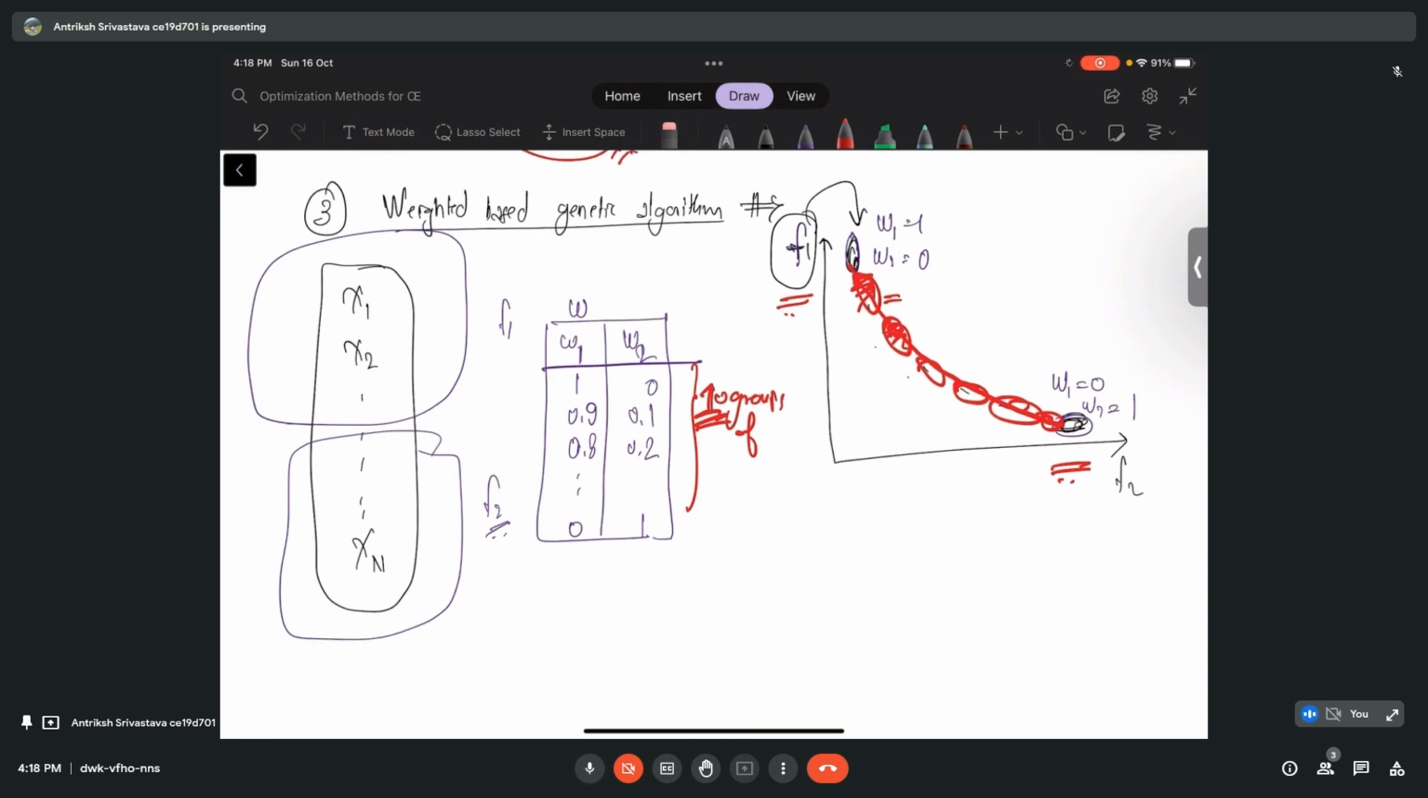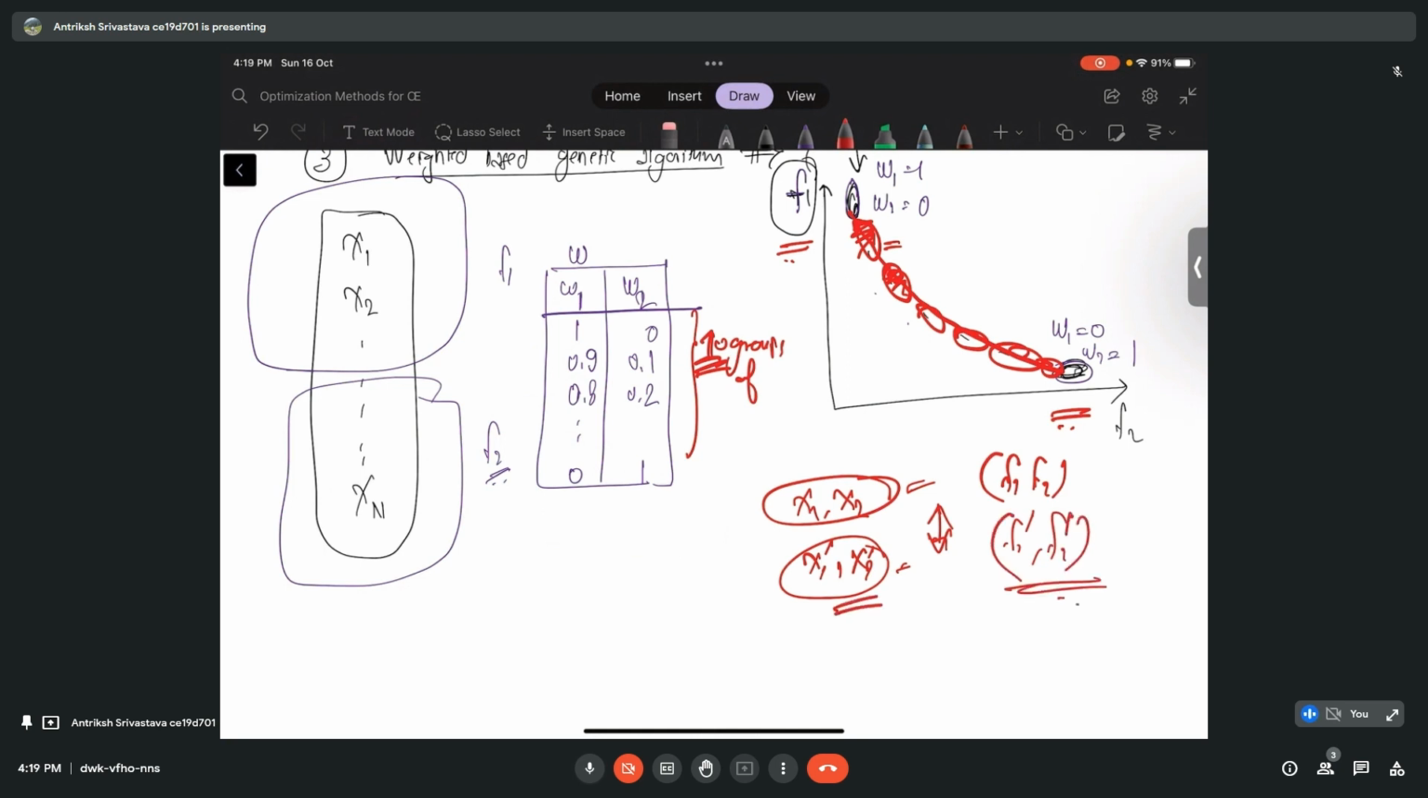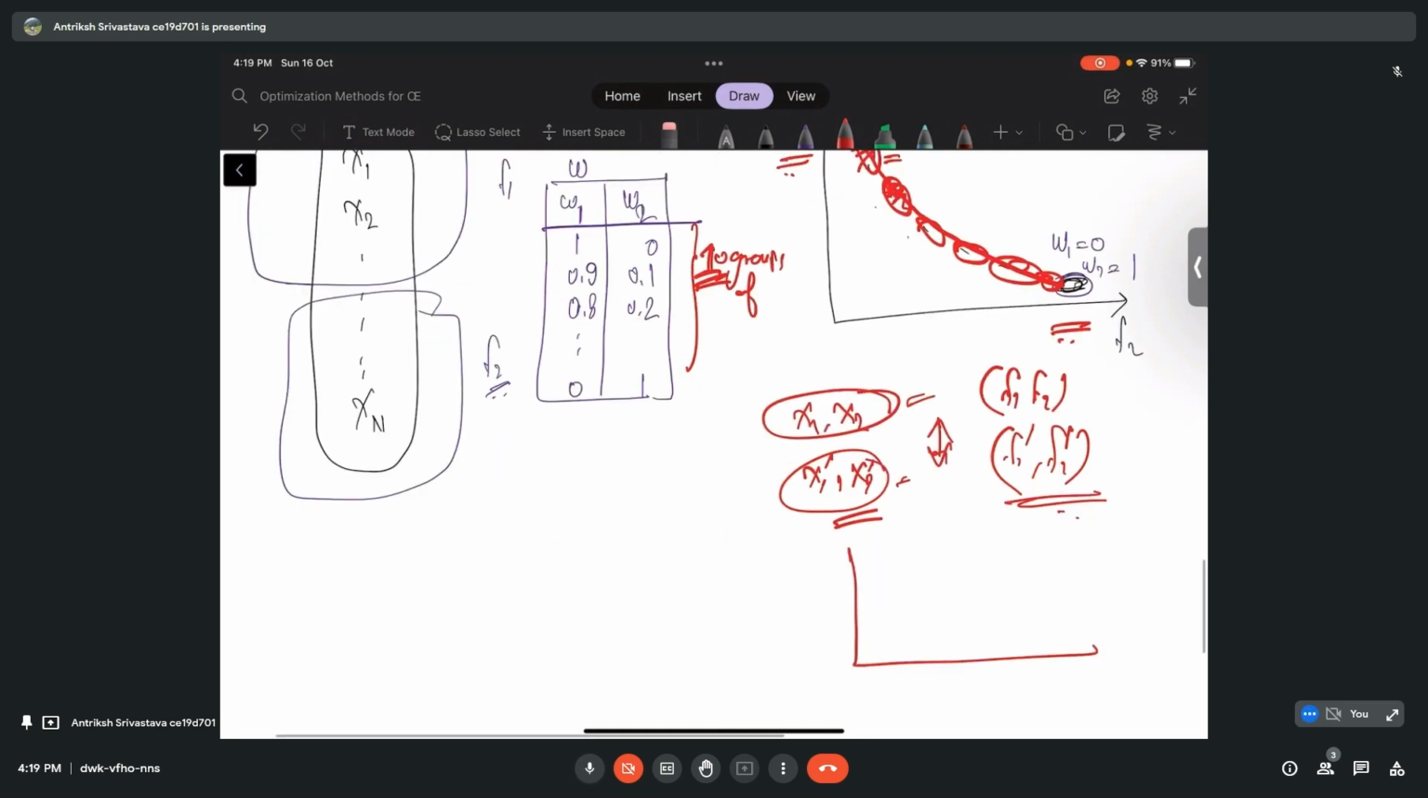Because we want the spread to be in the objective function space, and it was mentioned very clearly in the lectures that if you have some solutions, let's say x1, x2 and x1 dash, x2 dash, and they are very close to each other, it is not necessary that the values of f1, f2 and f1 dash, f2 dash also follow the same thing. It can happen that the first point is here and the second point is here, whereas when you go to the objective function space f1, f2, you will see that they are far apart.